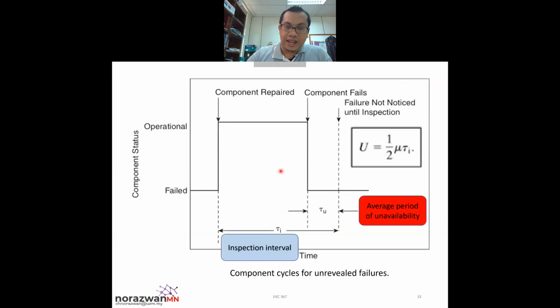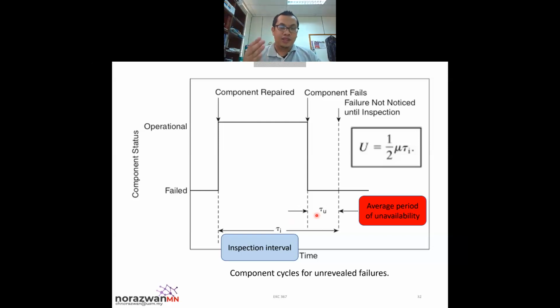But this time it is for unrevealed failures. For unrevealed failures, there are tau I and tau U. So you have tau naught, tau R, tau U, and also tau I. Okay, so tau I is the inspection interval.